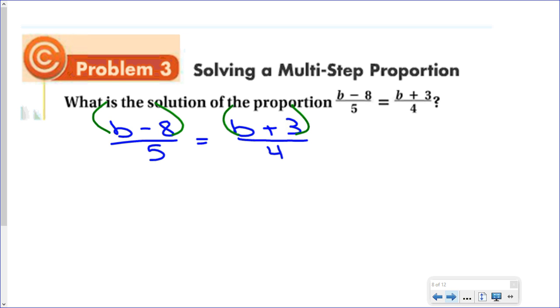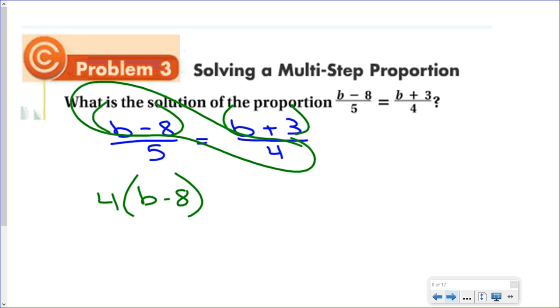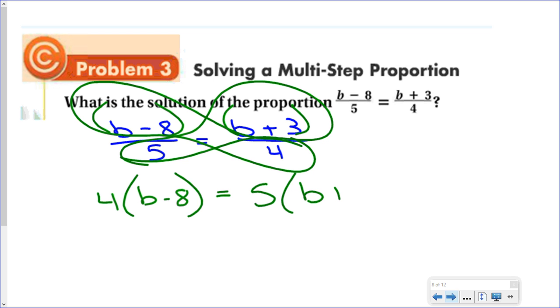But what's nice is it stays the same as the other stuff. So we'll cross them up diagonally. I'm going to write the single term first. I'm going to write the 4 and then a parenthesis, b minus 8. Then I put the equal sign. And now I go the other way. I take 5 times b plus 3.